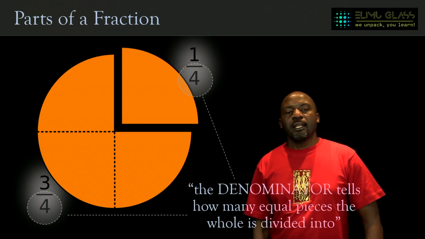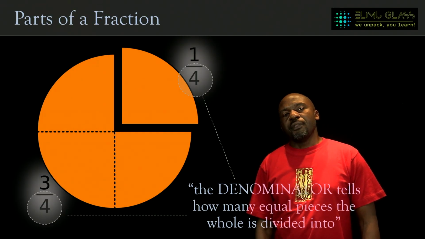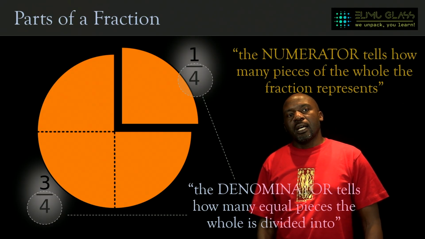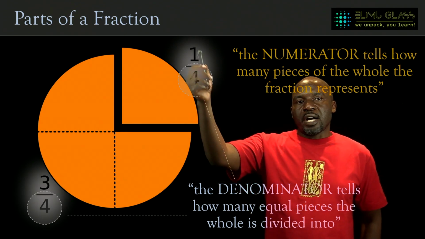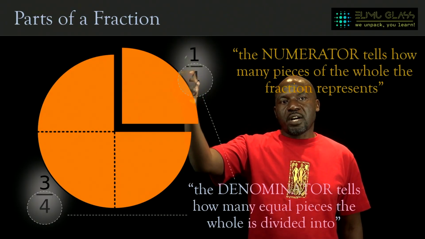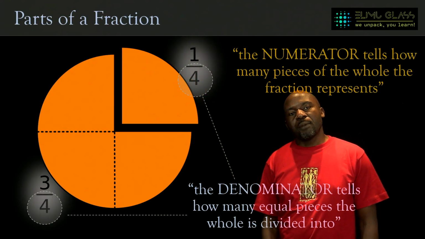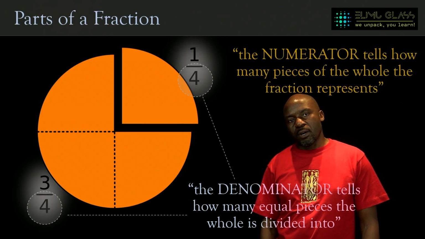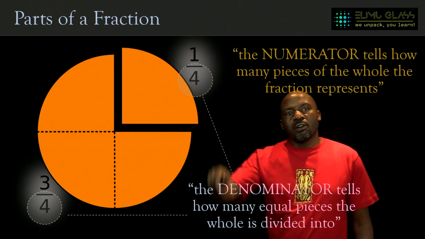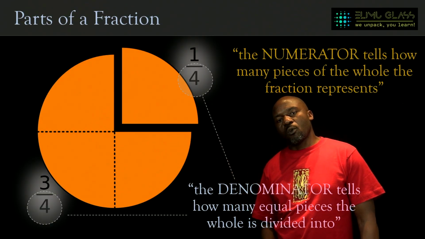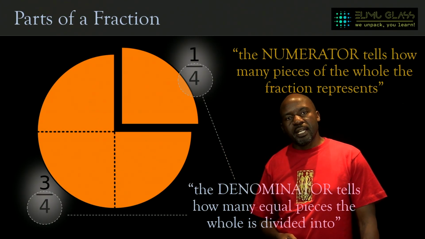If it was a third, then it would mean we are taking the whole and splitting it up into 3 parts. The numerator tells us how many pieces of the whole the fraction represents. So when we write 1 out of 4, we mean that the fraction represents just 1 part, this part here that has been pulled out, 1 part of the 4 parts of the whole, all right? Similarly, the 3 represents 3 parts of the 4 parts. So 3/4 means that we are taking 3 parts of the 4.